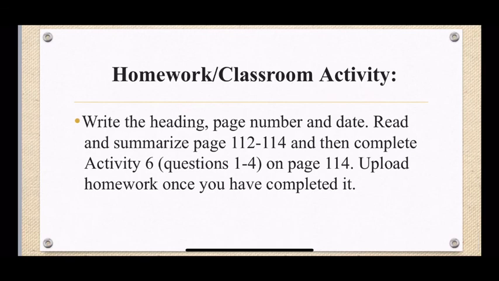Okay, so your classroom activity and homework, if you didn't complete it, you need to write the heading, the page number and date. You read and summarize page 112 to 104, which I just quickly read through with you and explained. Once you've done that, and you've written those headings and everything in your book, the definitions, you then complete activity 6, questions 1 to 4 on page 114. And once you're done, you upload this on ChildCloud.